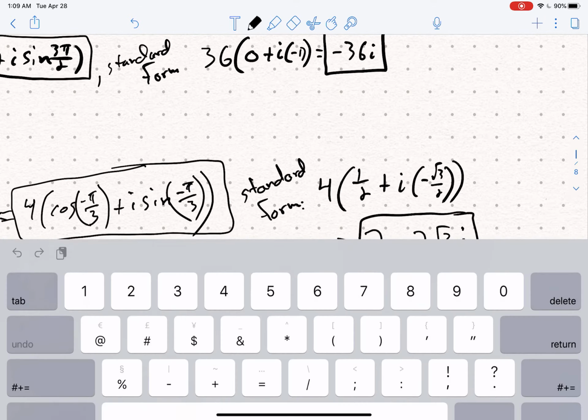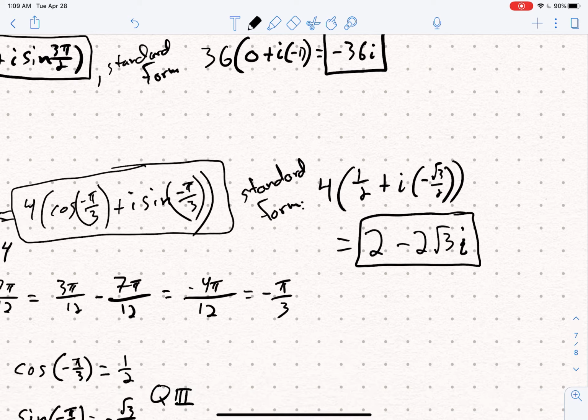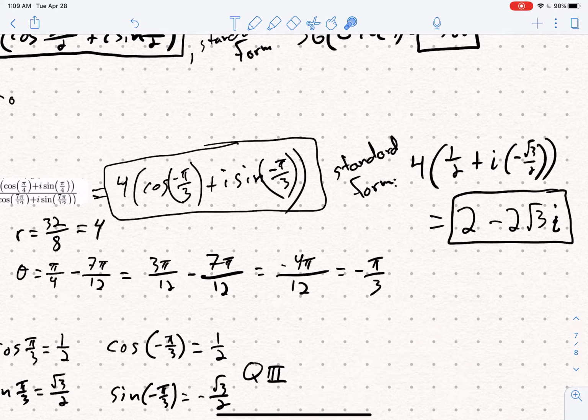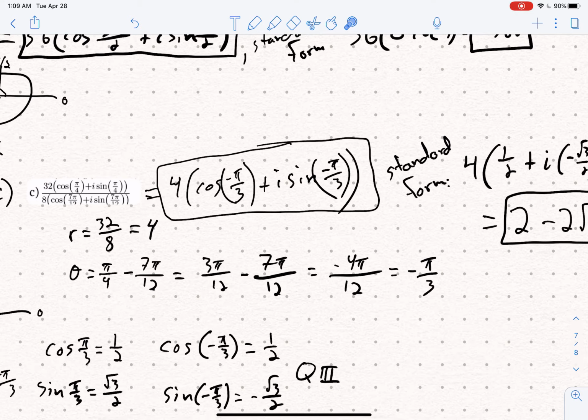Here in standard form, and polar form here, those answers are equal to each other. They're just written slightly differently, and both of them are equal to what you get when you divide this complex number by this one.